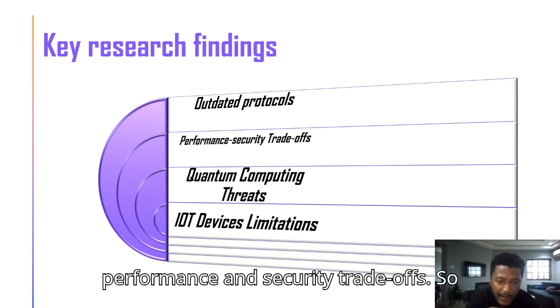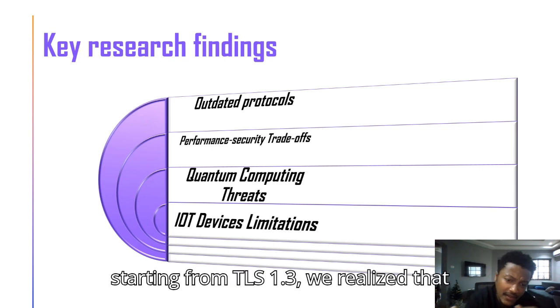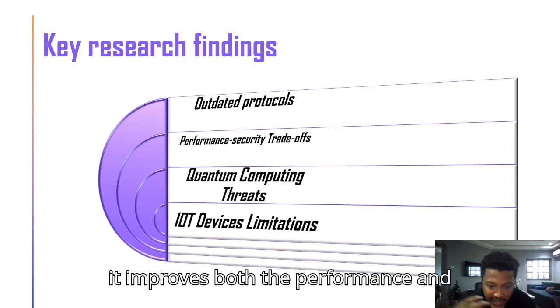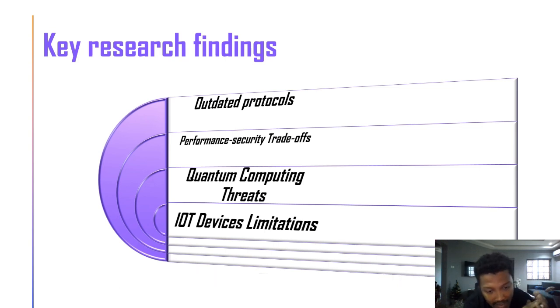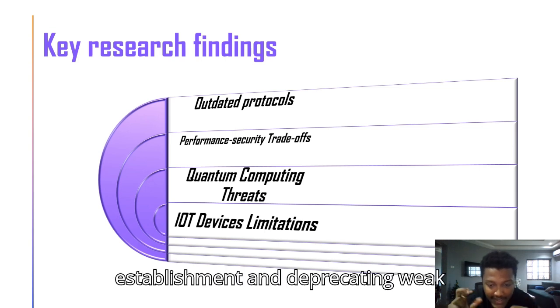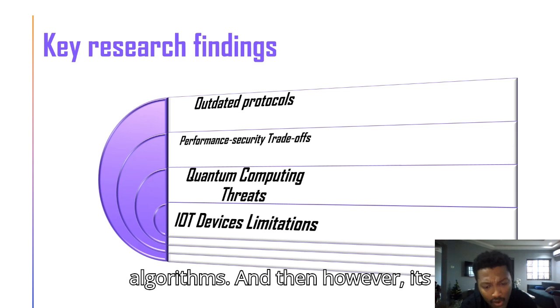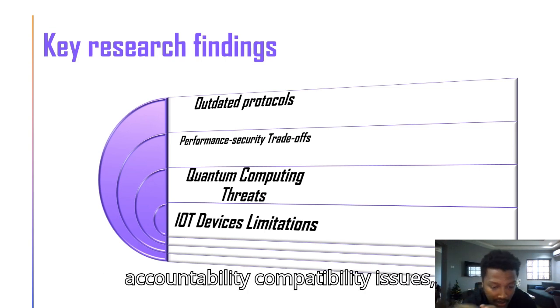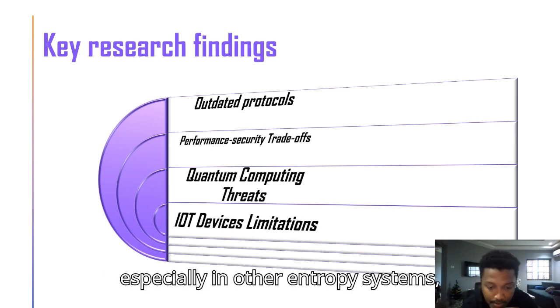And then we also have performance and security trade-offs. Starting from TLS 1.3, we realize that it improves both performance and security by simplifying the handshake process. It reduces the number of round trips required for session establishment and deprecates weak algorithms. However, its adoption has been slowed by backward compatibility issues, especially in enterprise systems.